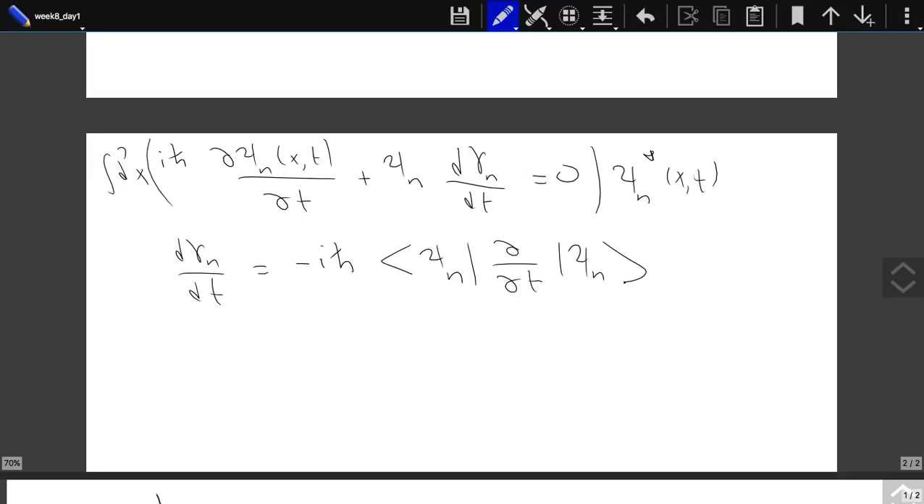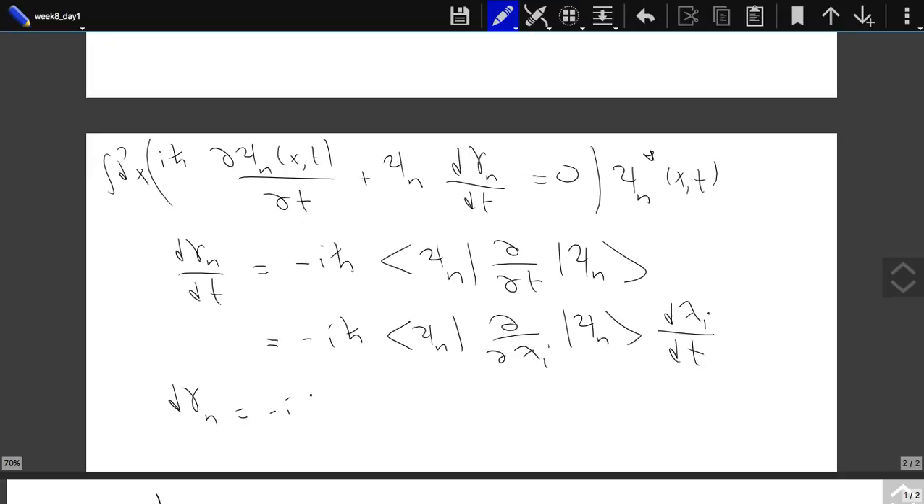Now we can do one more step, because you see the wave functions depend on time, but their dependence on time is only through the parameters. So if you just fix your parameters, then there is no dependence on time. So this is equal to minus i over h bar psi n star. We can have more than one parameter. Psi n times d lambda i by dt. Or d gamma n is equal to minus i h bar psi n star del over del lambda i psi n d lambda i.